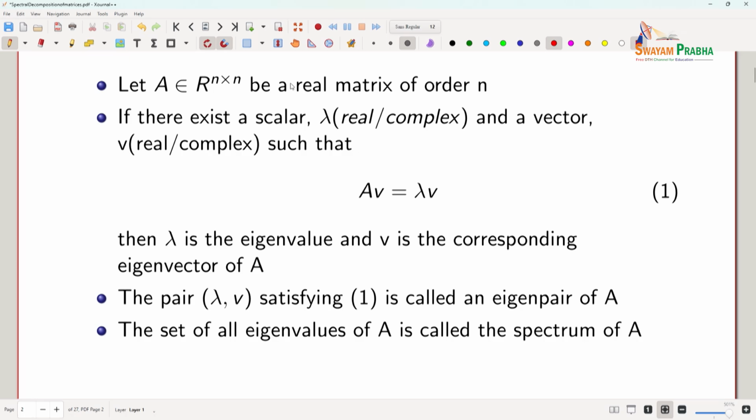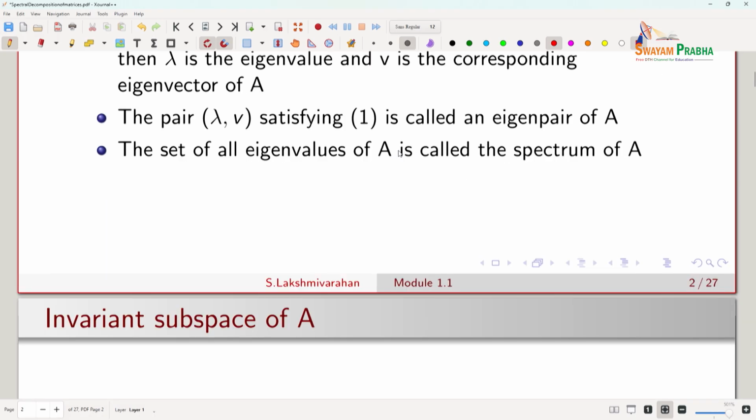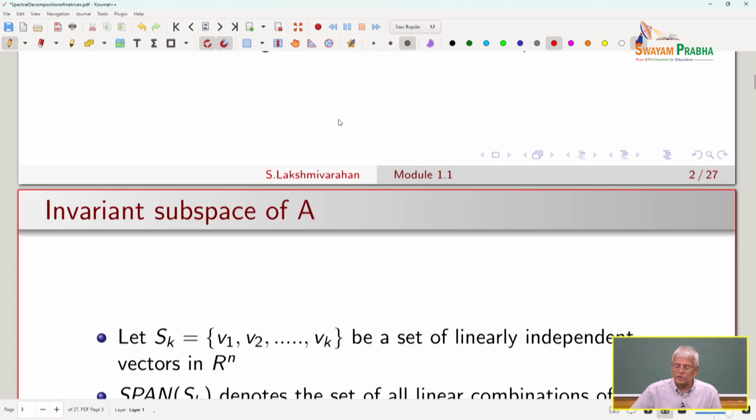So, let A be an n by n real matrix of order n. If there exists a scalar lambda, real or complex, and a vector v, real or complex, (if lambda is real, v will be real; if lambda is complex, v has to be complex) such that Av is lambda v, then lambda is called the eigenvalue and v is called the corresponding eigenvector. We have already seen this. Why are we seeing this now? I am going to prove some of the properties. The pair lambda, v satisfying this is called an eigenpair. The set of all eigenvalues of A is called the spectrum of A.